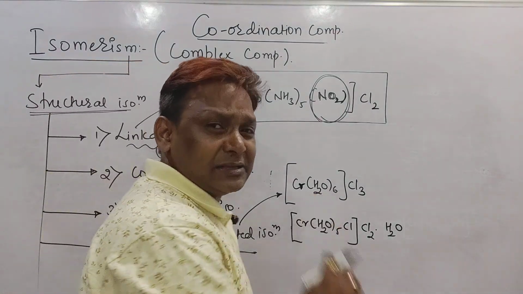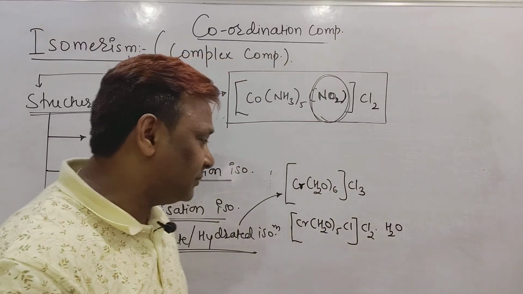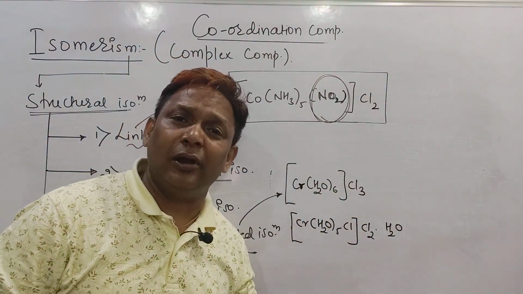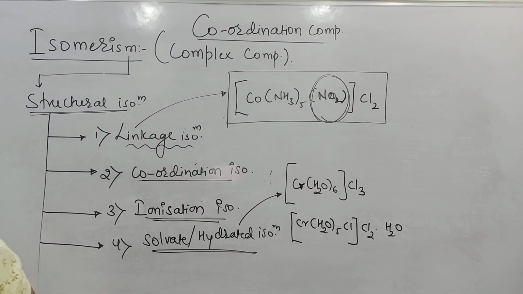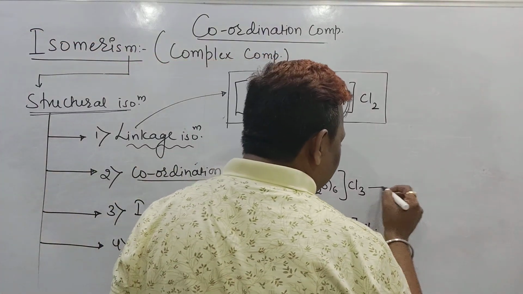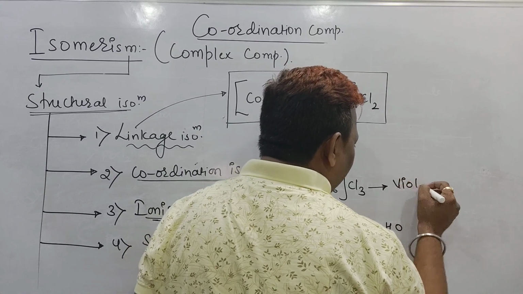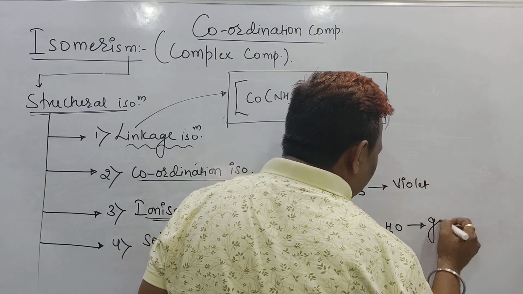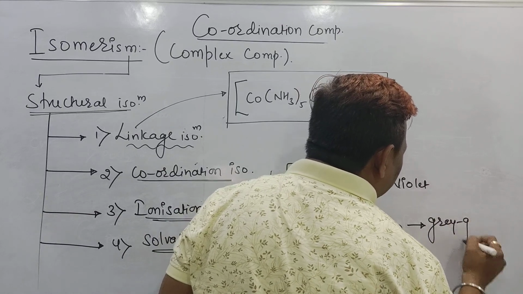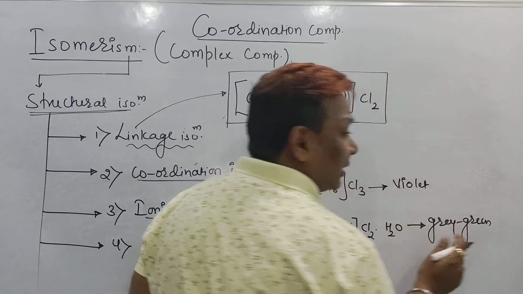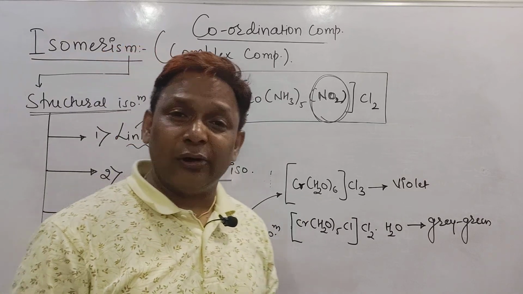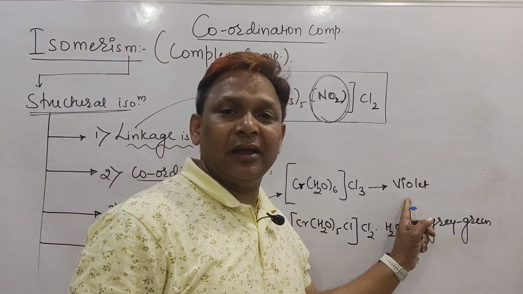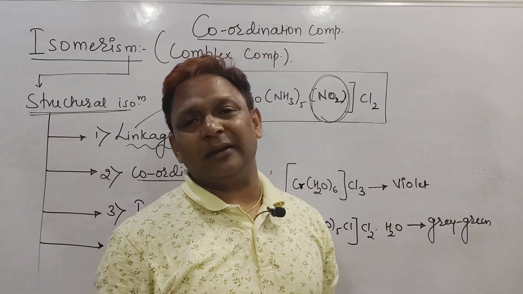If a water molecule is there, it is called hydrate isomerism. But if, instead of water, an ammonia molecule is involved, it should be called solvate isomerism. In NCERT, for these complexes they have mentioned the colors: one is violet, the other is gray green. So we have to remember this, because in the NEET exam they can ask which complex exhibits violet color or which exhibits green gray color.